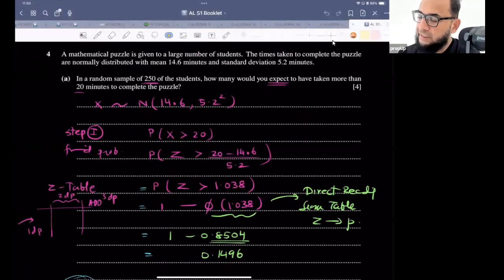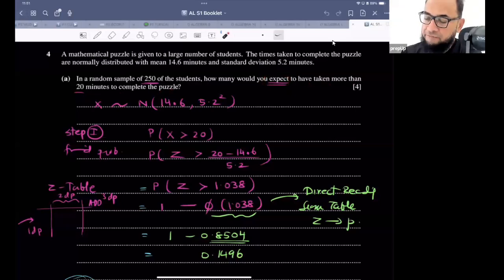The question says, a mathematical puzzle is given to a large number of students. The times taken to complete the puzzle are normally distributed with mean 14.6 and standard deviation 5.2. Part A, in a random sample of 250 students, how many would you expect to have taken more than 20 minutes to complete the puzzle?